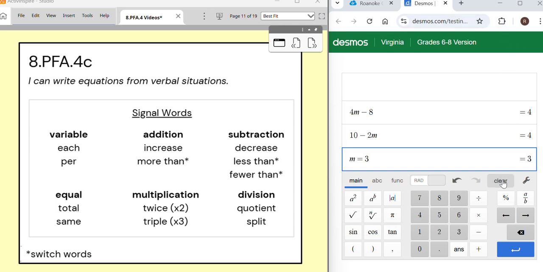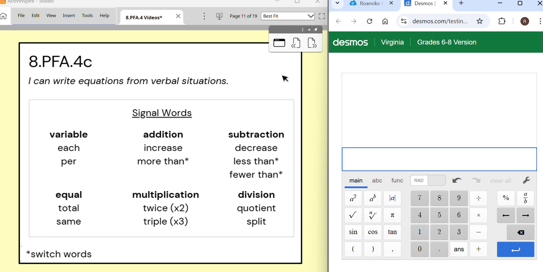I can write equations from verbal situations. There are a lot of signal words in here. Whenever we need a variable, it'll say something like each or per day. If we're going to use addition, it'll be increase or more than. If we're going to subtract, it'll be decrease, less than or fewer than. Equal means total or the same.